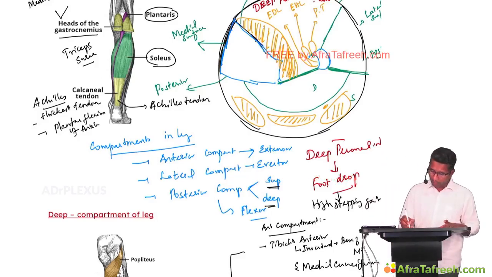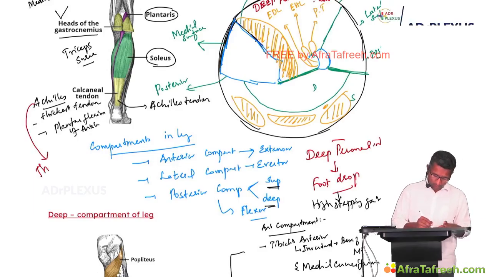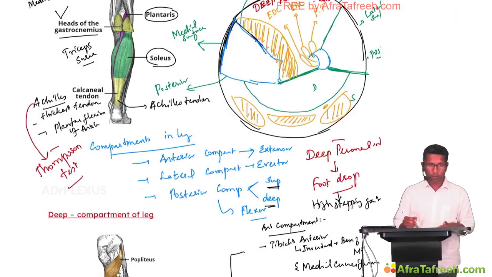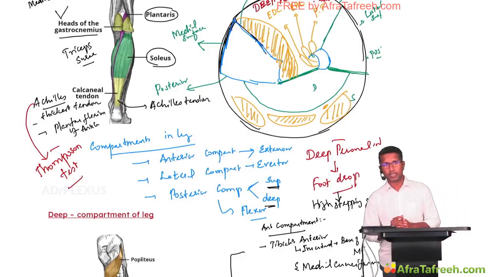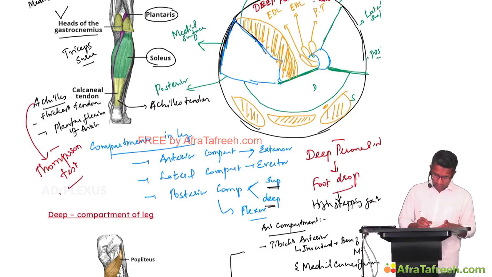There is an important test to find out Achilles tendon injury. That test is called the Thompson test. Please remember, guys, Thompson test, very, very important. The Thompson test is used to check for Achilles rupture.